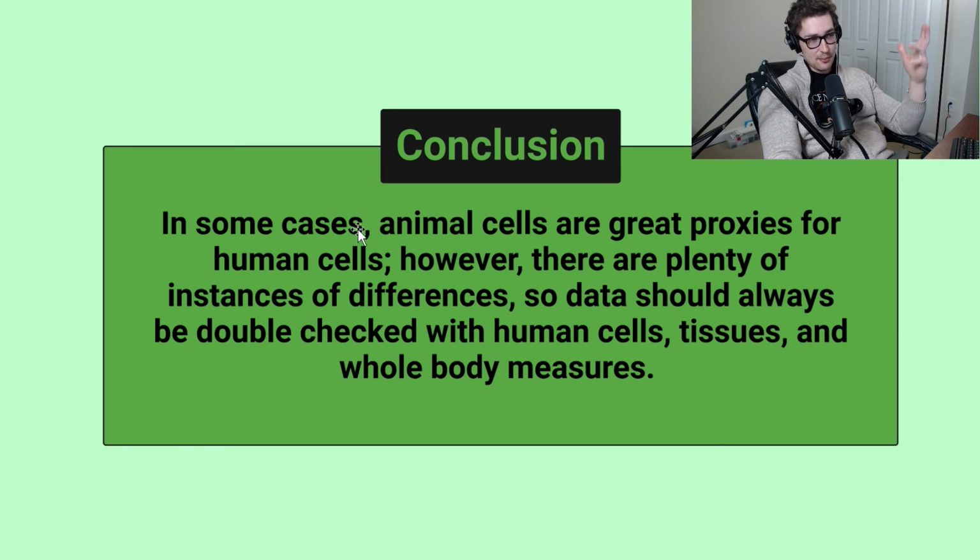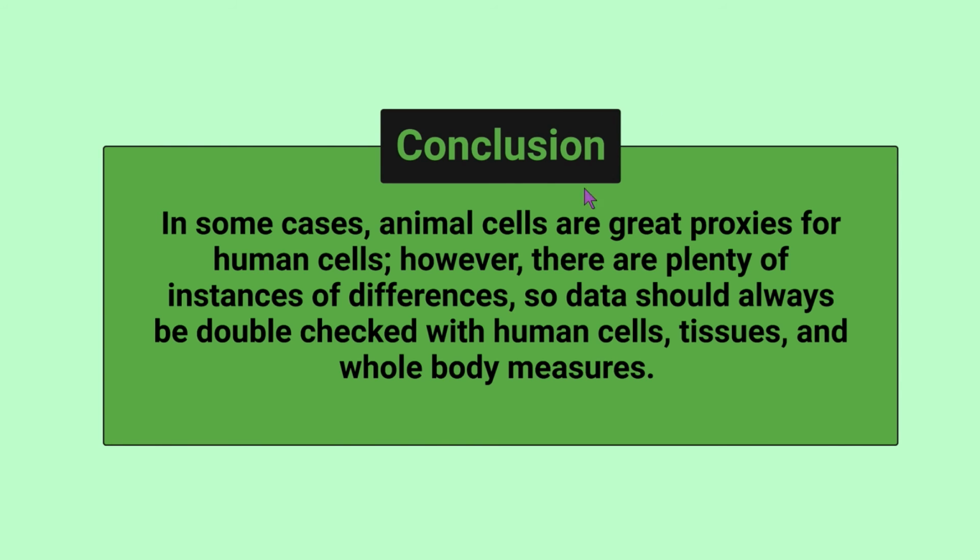Okay, so in conclusion, I was debating even putting this in here because what's the point? But in some cases, it's context dependent. Animal cells are great proxies for human cells, specifically mechanistically within our cells. However, there are plenty of instances of differences, and I would totally check out that other paper that does discuss some of the differences. There's a lot of other similarities as well that I didn't cover because I just wanted to focus on insulin signaling. So data should always be double-checked with human cells. This is definitely true if you're just looking at mechanisms, but certainly never making any major assumptions or major claims without looking at whole body measurements, which is what we've done as well when we've looked at insulin signaling.